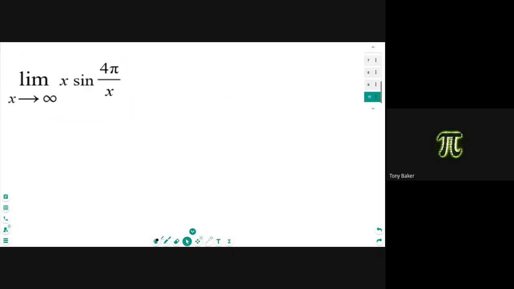This is the first one we think we've done that has infinity. If we plug in infinity to this, what do we get? So the x goes to infinity, right? What's the sine of 4 pi over x go to? What's 4 pi over infinity? And goes all the way to, we're doing the limit, it's going to what? 0. So what's the sine of 0?